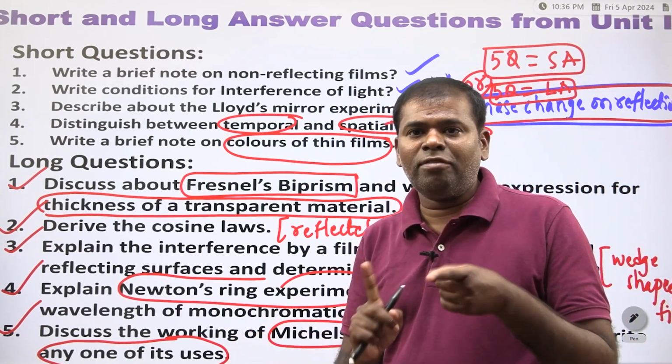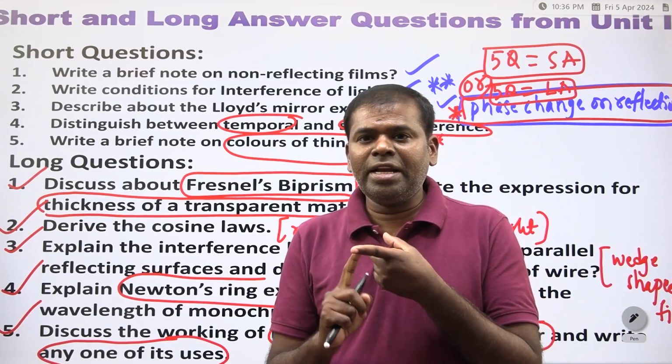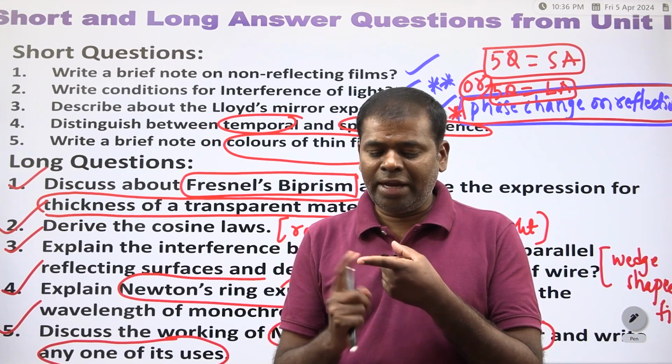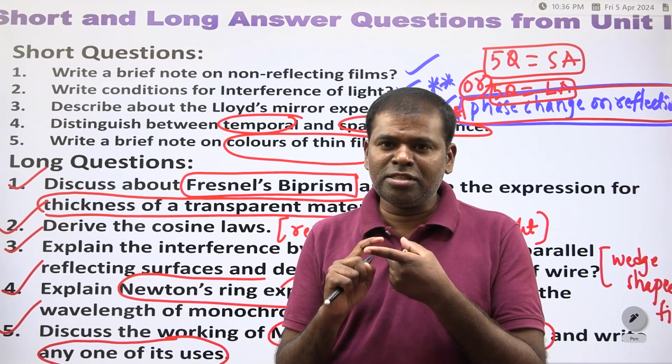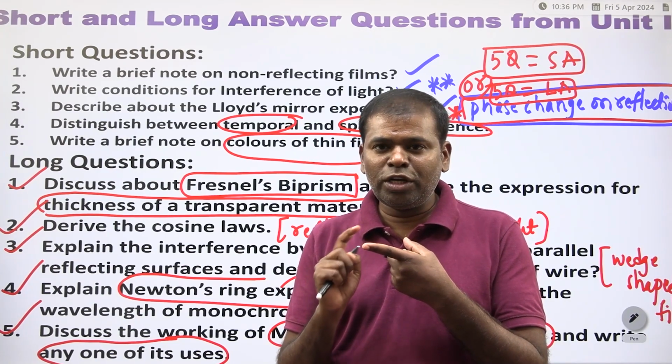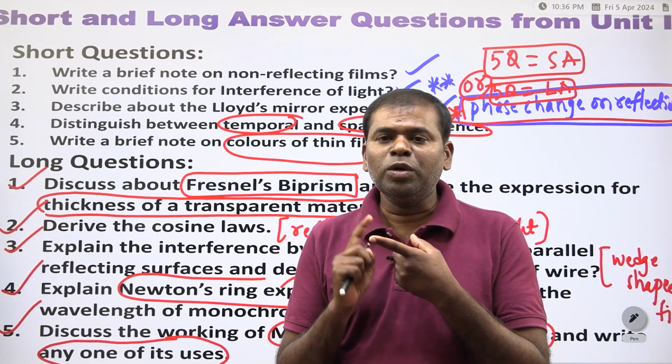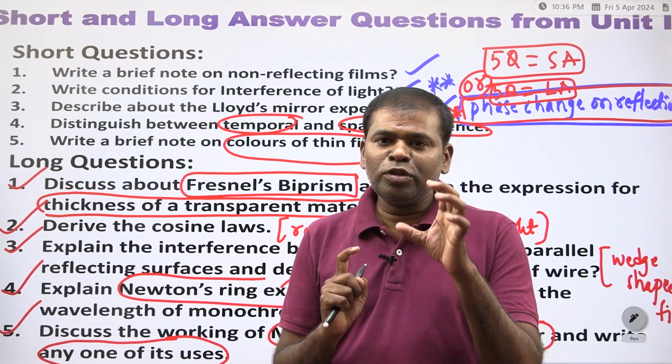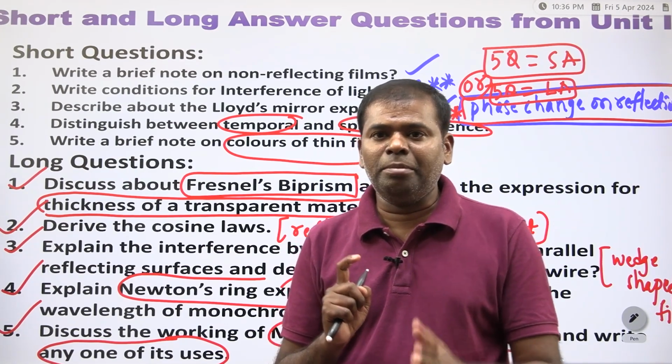3 uses are there. What are the 3 uses? First one is to determine the wavelength of light. Second one is to find the difference between the wavelengths, sodium light wavelengths D1 and D2. The third one is to determine the thickness of a film, right?